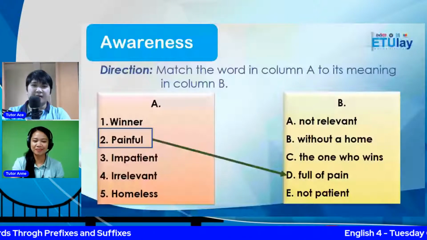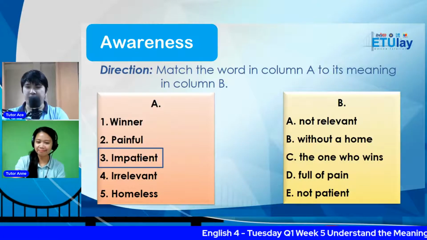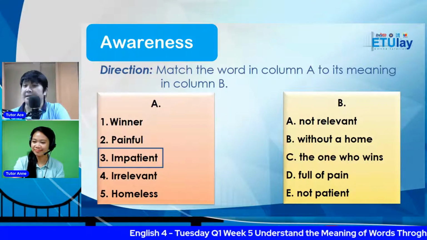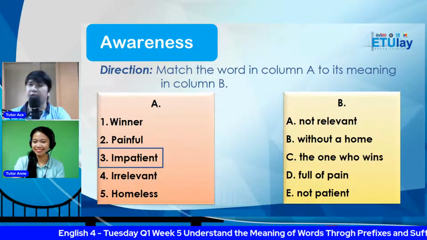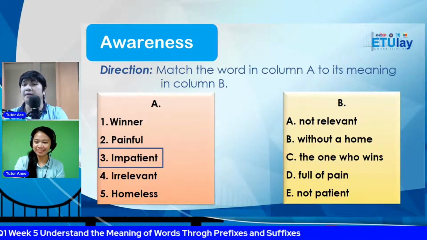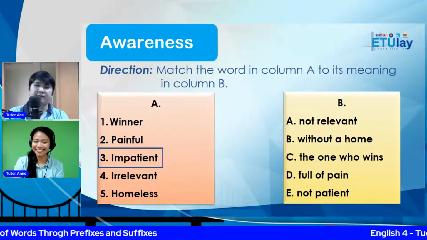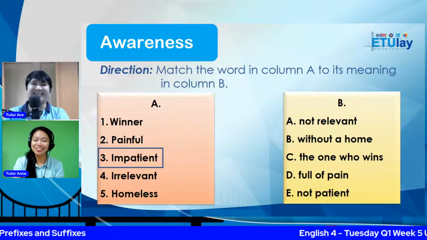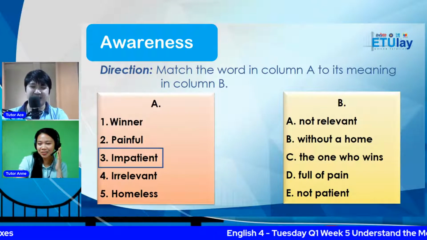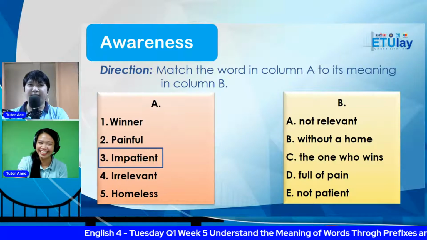Number three. The word is impatient. What do we mean when we say impatient? Is it A, not relevant, B, without a home, C, the one who wins, D, full of pain, or E, not patient? Tutor Ace, I can see that Prince has already sent his answers for numbers 1 to 5. Complete na complete.